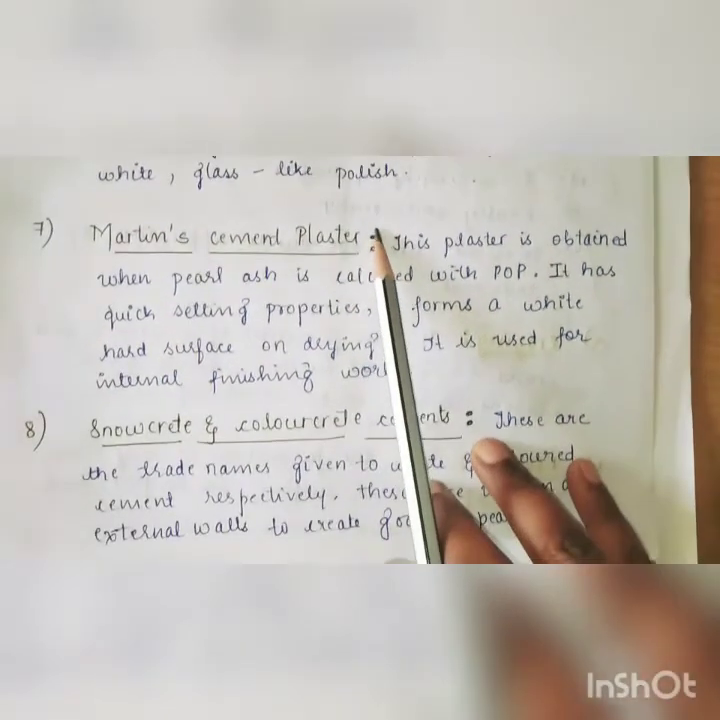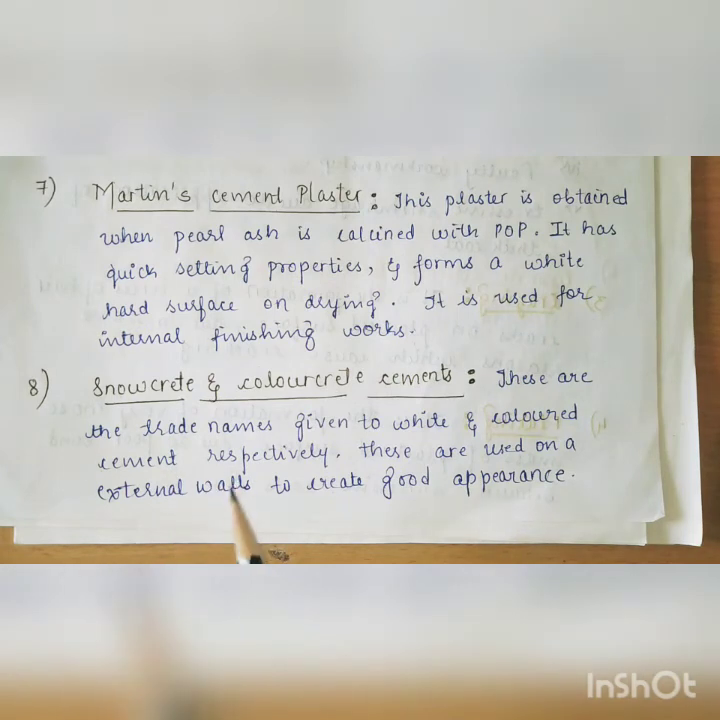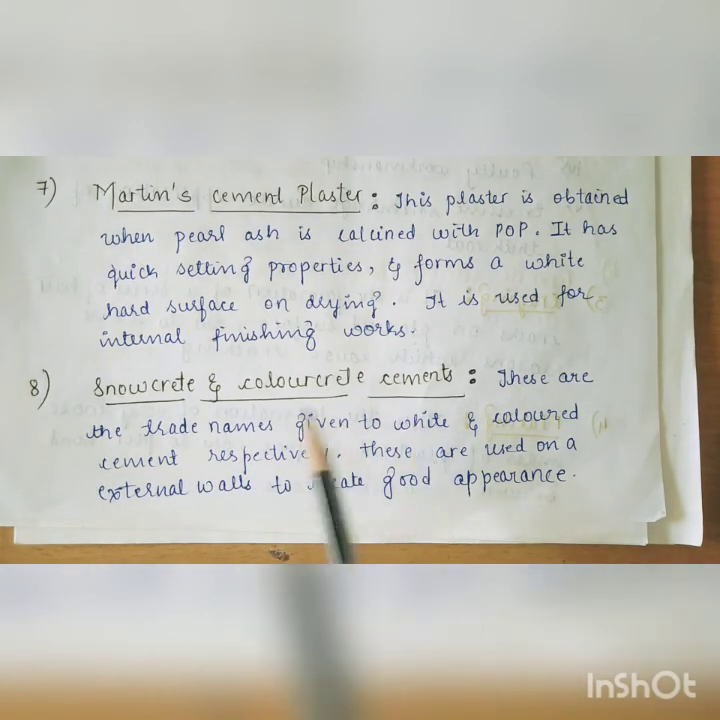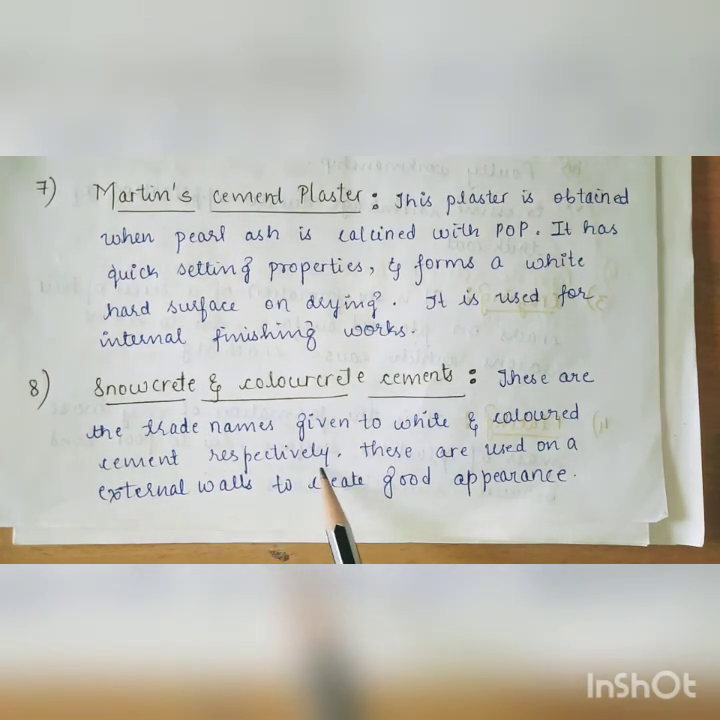Next one is the Snowcrete and Colorcrete cements. These are the trade names given to white and colored cement respectively. These are used on external walls to create a good appearance.